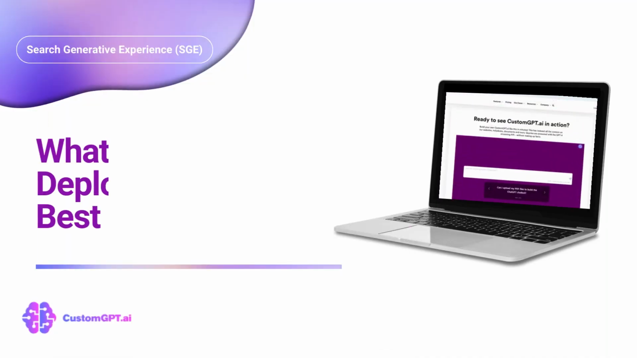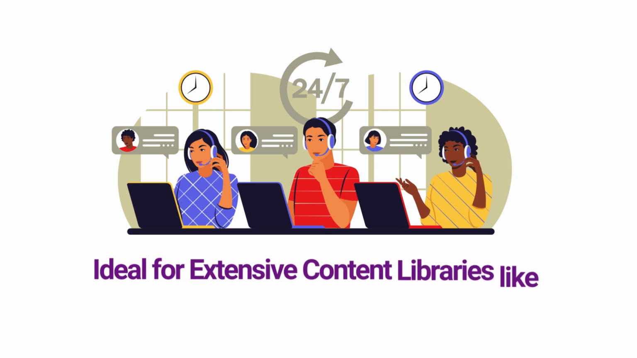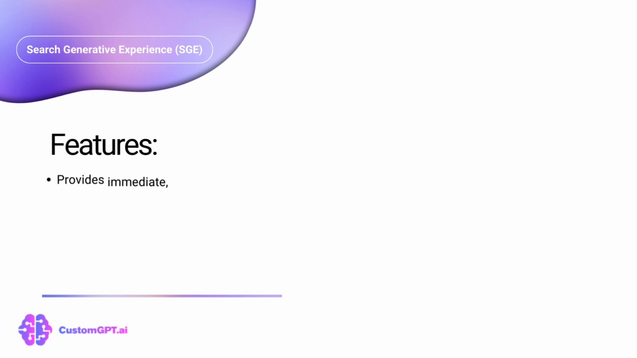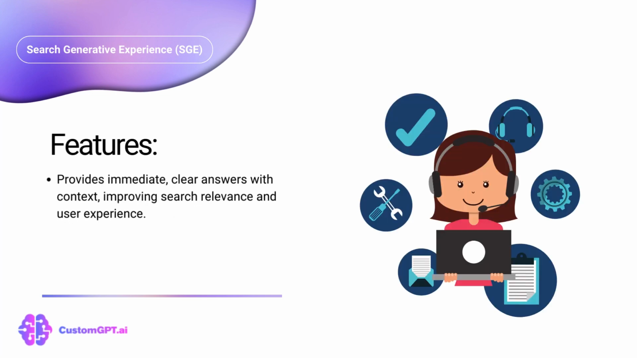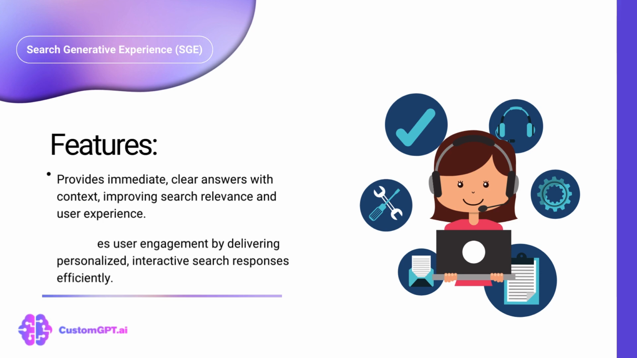Let's explore what this deployment option is best for. This deployment option is ideal for extensive content libraries, such as blogs and help centers. It provides clear, immediate answers with context, improving search relevance and user experience. Enhances user engagement with personalized, interactive search responses.